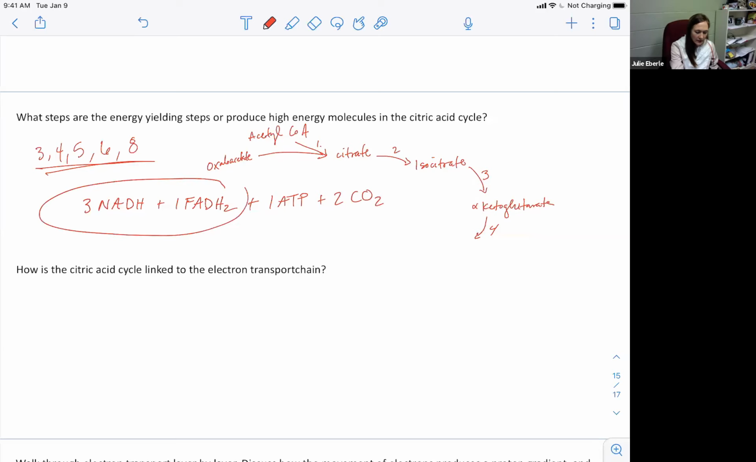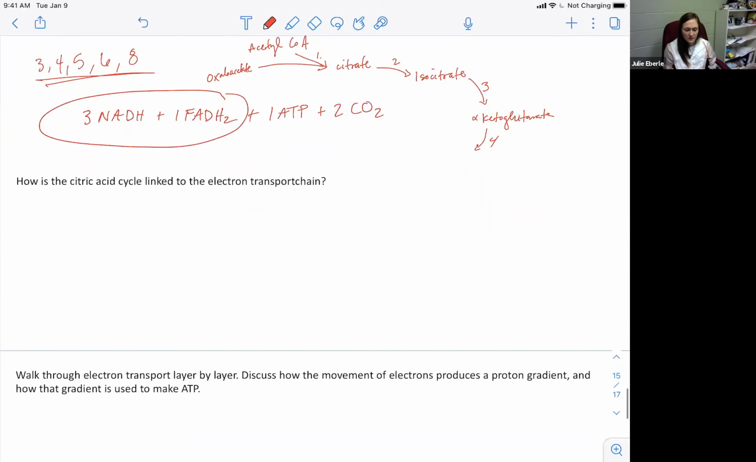These all go directly to where? So that's actually the next question. How is the citric acid cycle linked to the electron transport chain? Doesn't the electron transport chain need oxygen? It does need oxygen, but that's not how these two are linked.